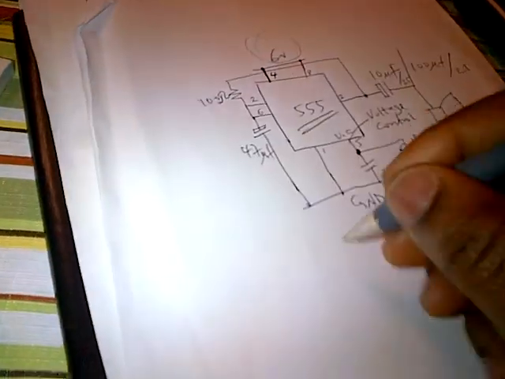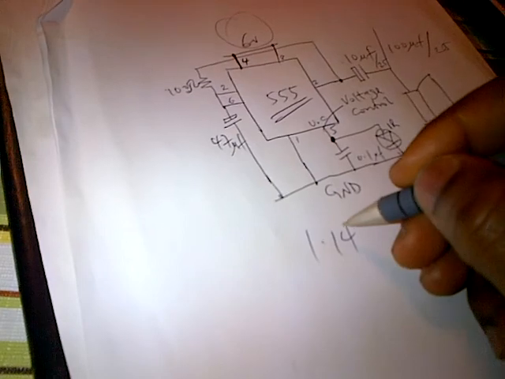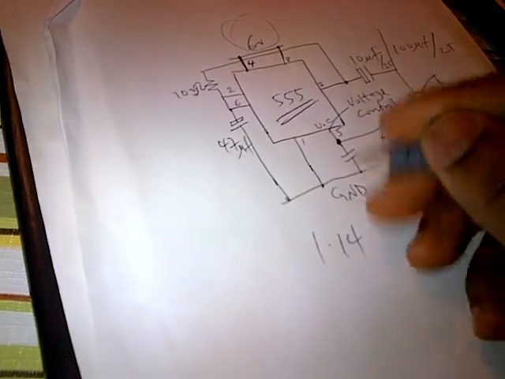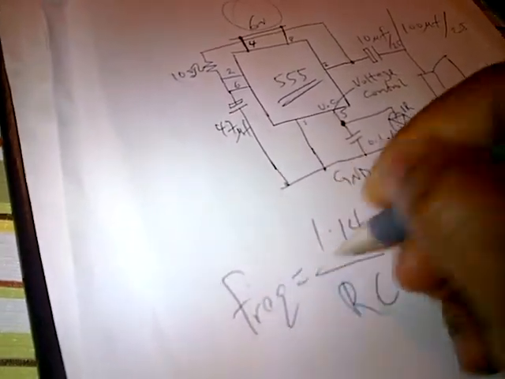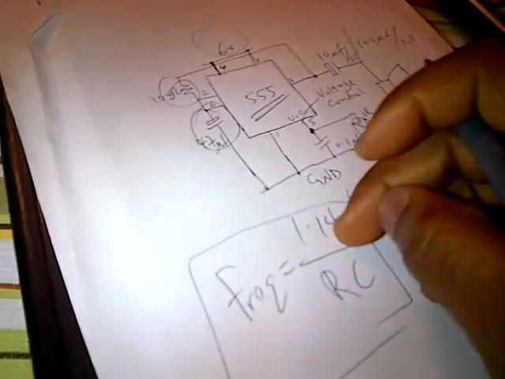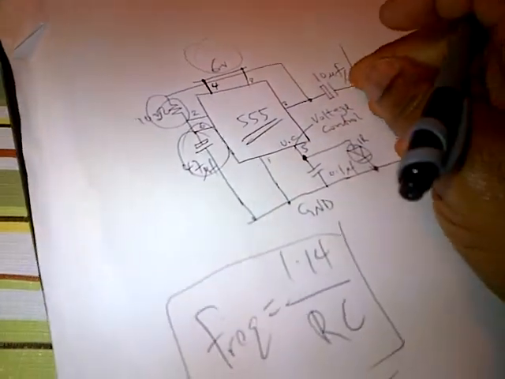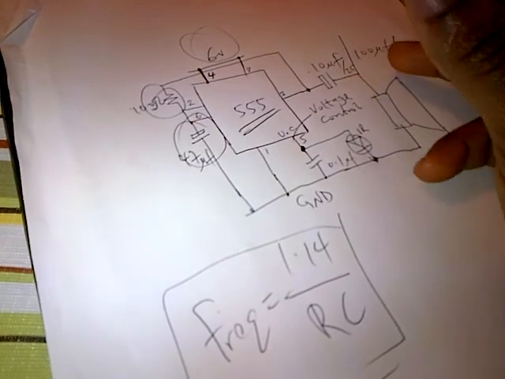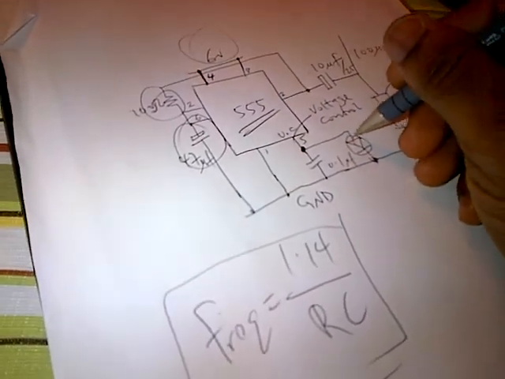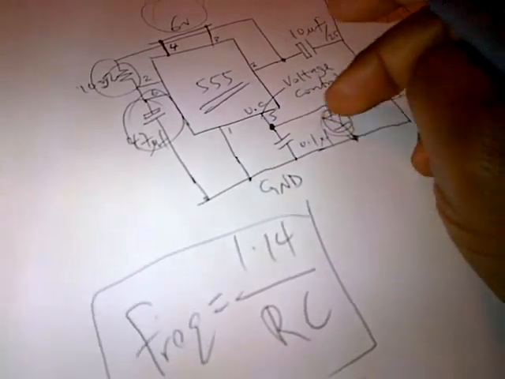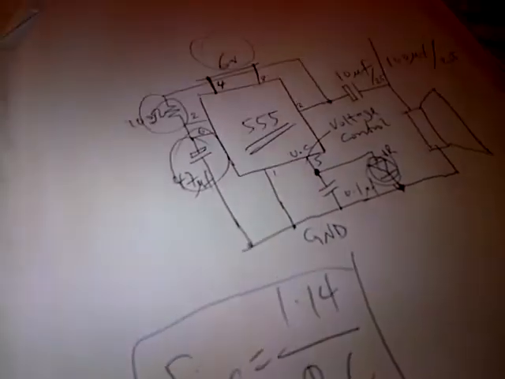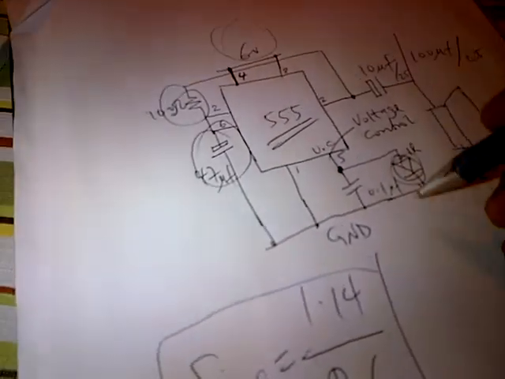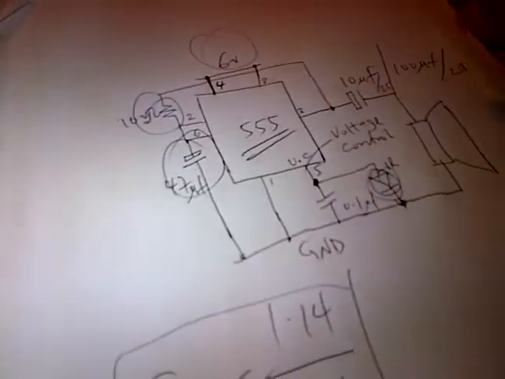Now, this configuration I have here, 1.44 over RC, will give you the frequency. So you can actually calculate your own frequency. Just the value of this and value of that will give you the frequency of oscillation. And if you want to use this as a light monitor or whatever, you can change this infrared receiver to something like a light dependent resistor and so on and so forth. So you can vary the behavior of the sound that comes out.